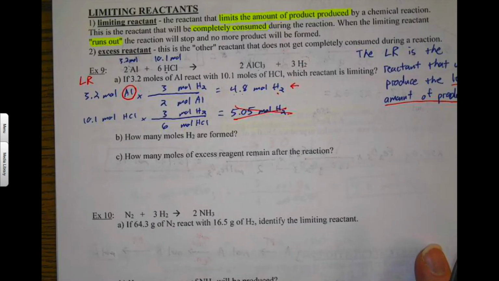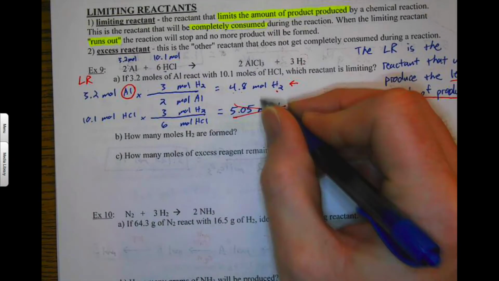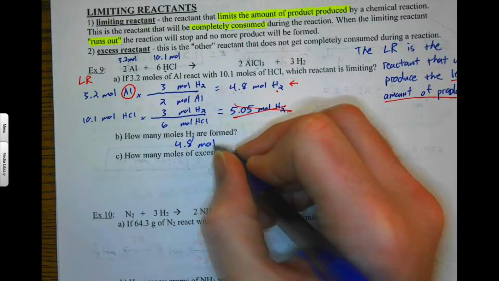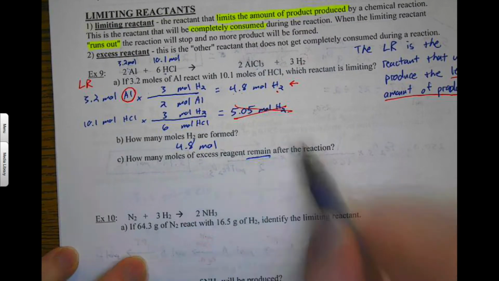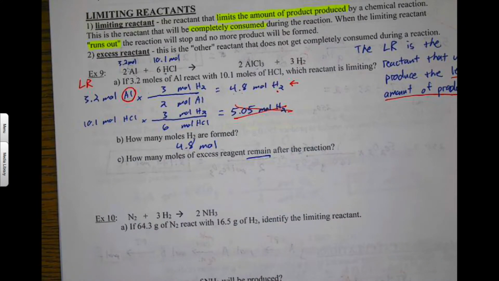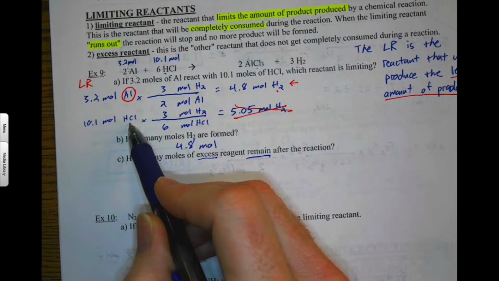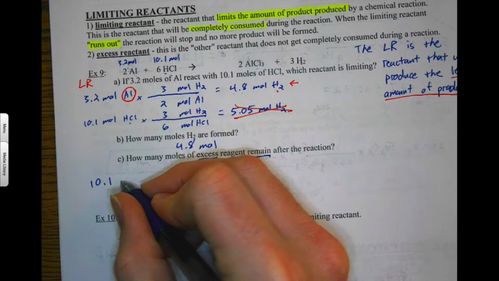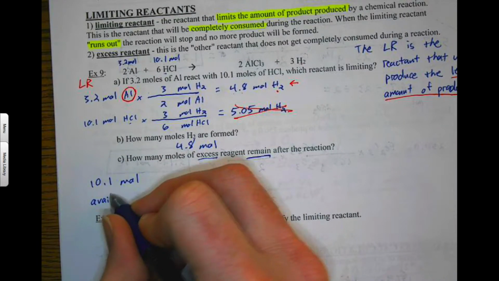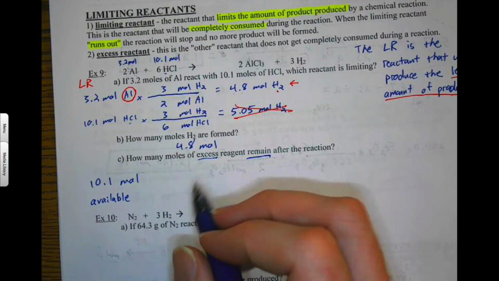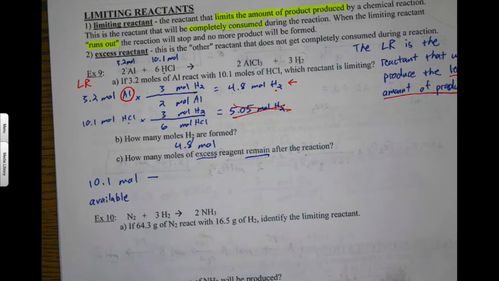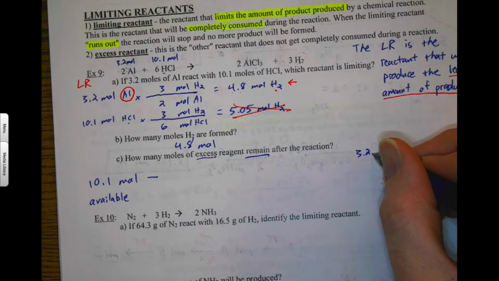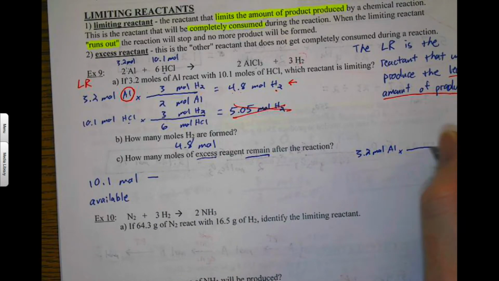Okay, so how many moles of H2 are formed? Well, we just found that out. That's 4.8 moles of H2. How many moles of the excess reagent remain after this reaction? That's interesting. Our excess was HCl. We started with 10.1 moles, and this is how much we had available, and we consumed a certain number of moles. Now, how many moles was that? Let's figure that out. We had 3.2 moles of aluminum. How many moles of HCl did that consume?